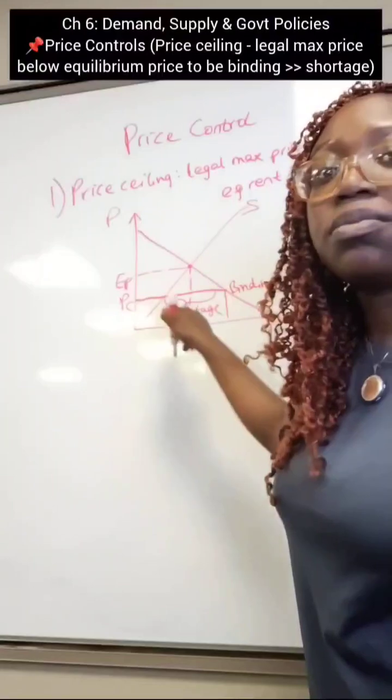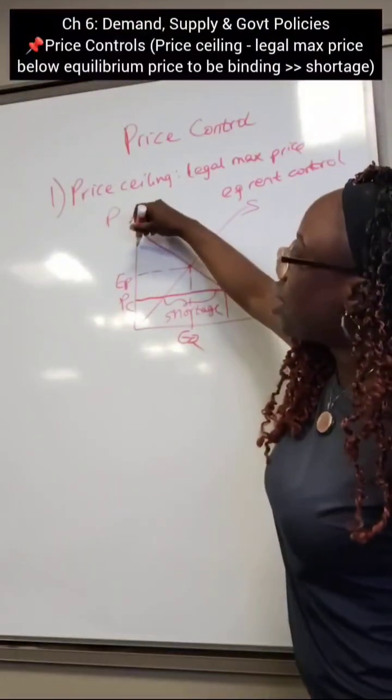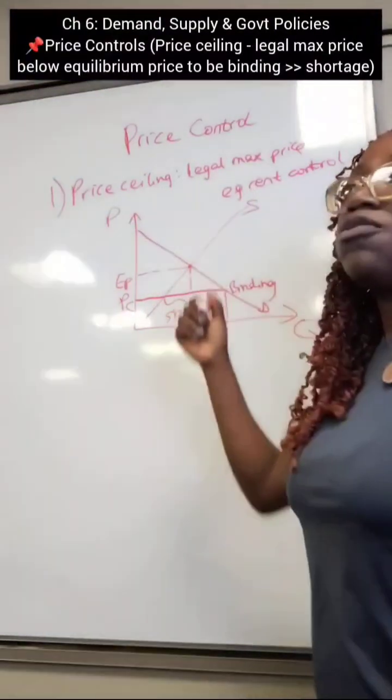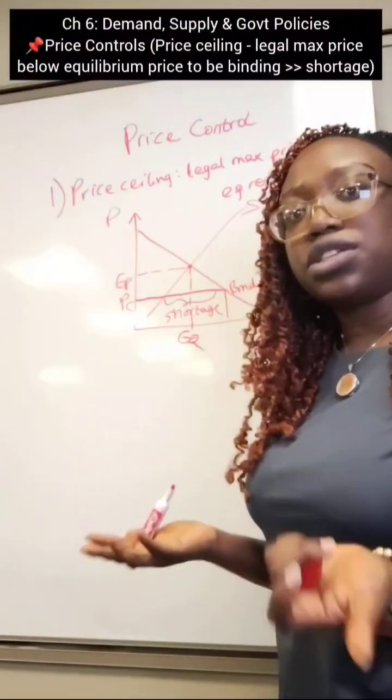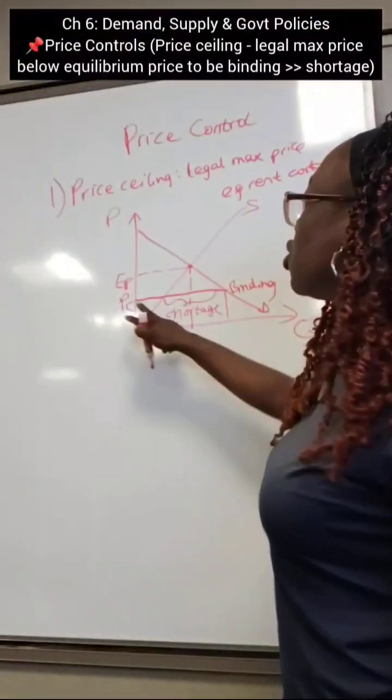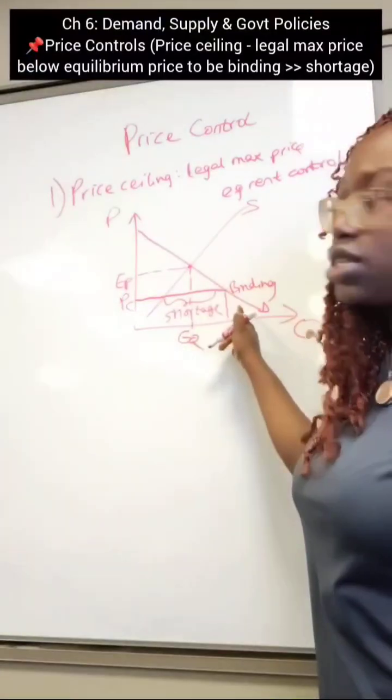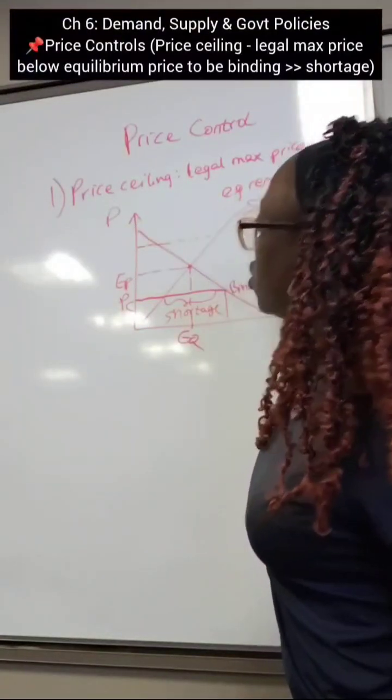If a price ceiling is not binding, then it's going to be above the equilibrium. There's no point in the government implementing a policy if they are not going to enforce it. But just so you know, a non-binding price ceiling is going to be the opposite of a binding price ceiling. So a non-binding price ceiling is going to be somewhere up here, right?